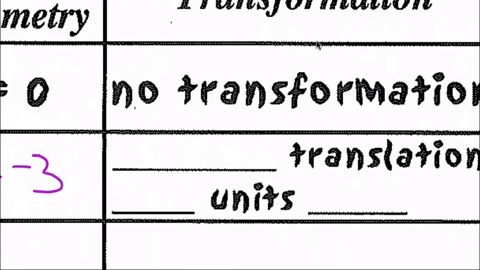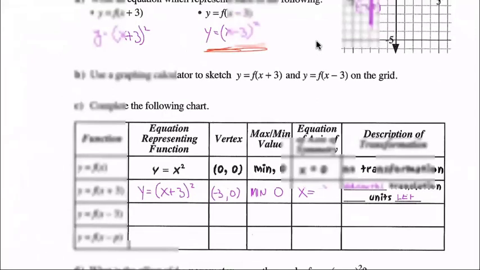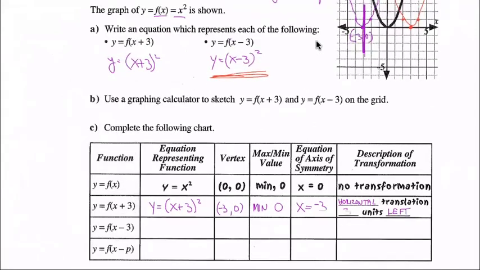This is called a horizontal translation. Oh, I'm going to spell it right for you. Three units left. The purple one moved 3 units left, although it has that plus 3 there, right?